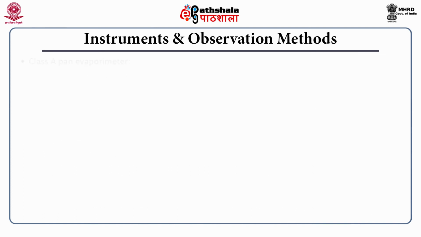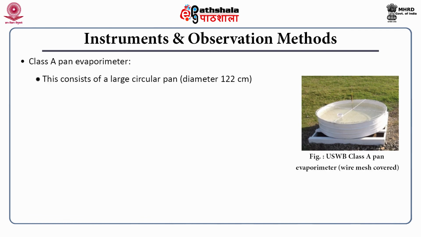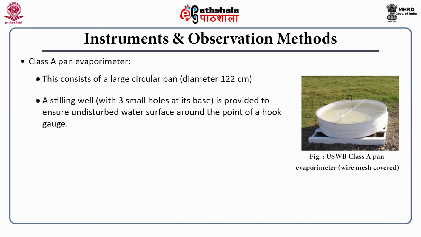Next equipment is the Class A pan evaporimeter. This consists of a large circular pan with a diameter of 120 centimeters. A stilling well is provided, which has 3 small holes at its base. The stilling well is provided to ensure that there is no ripple on the water surface, so that the level of water can be accurately read.